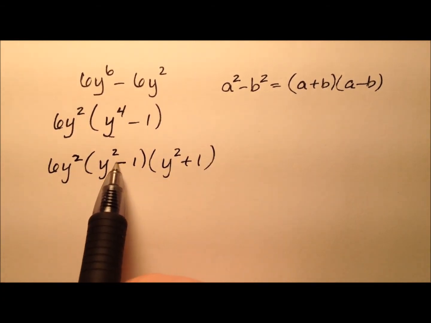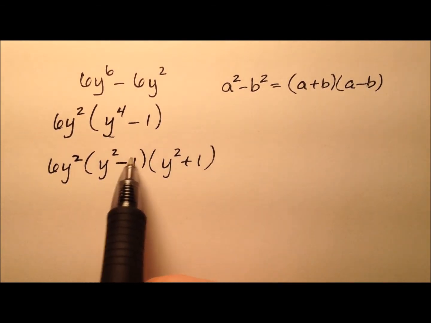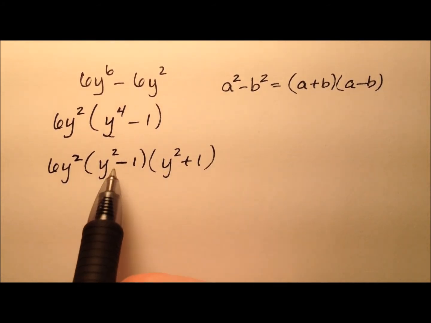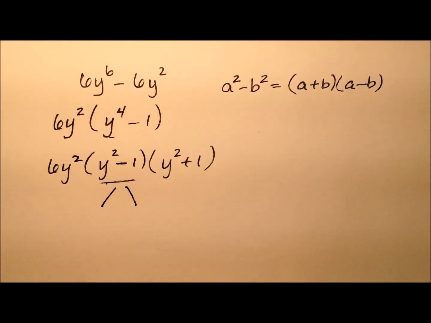And remember, the order that we put these, the minus and the plus, it doesn't matter because multiplication is commutative anyway. So y squared minus 1, I notice, can also factor down, and that's another difference of squares.